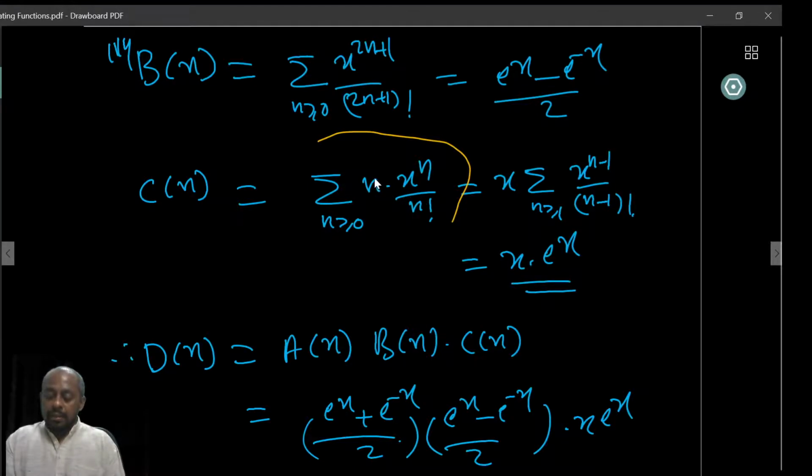Okay, because there are precisely n ways to select a president from n elements. So whatever the set is doesn't matter. We have to select one president out of n possible, so therefore the sequence is n, right? Now what is this? This is n into x raised to n by n factorial. So this is x raised to n by n minus 1 factorial, right? If you take one x outside, you will get summation x raised to n minus 1 by n minus 1 factorial, which, if you remember, is again e raised to x. So therefore I get x times e raised to x.